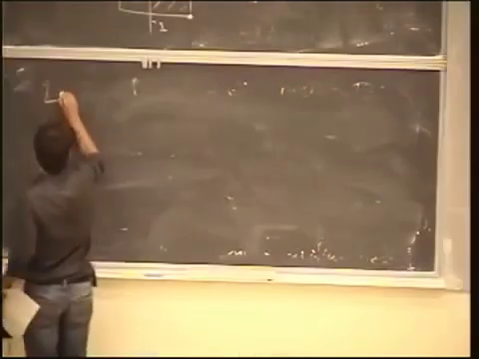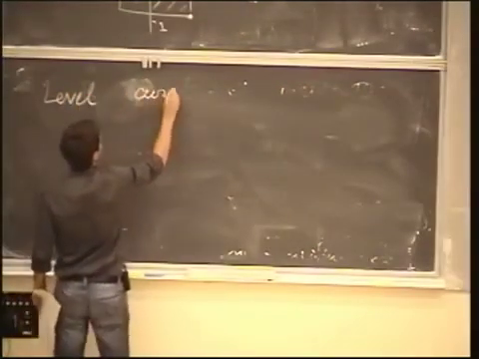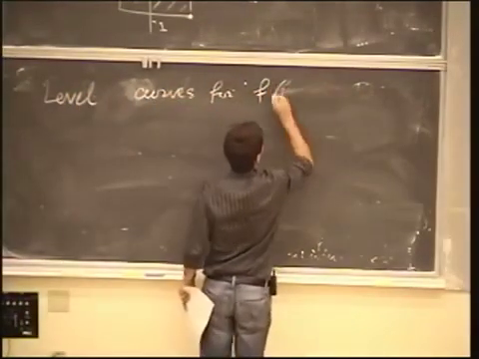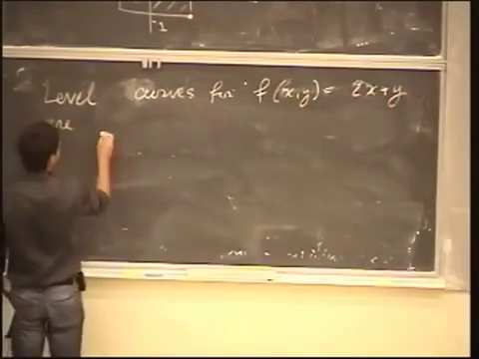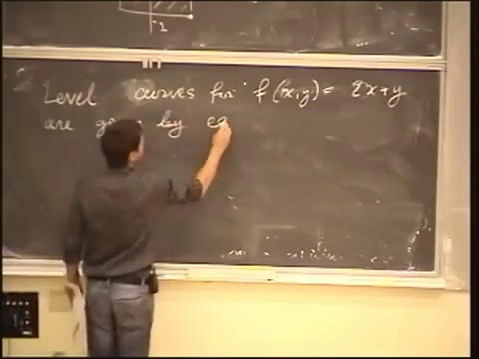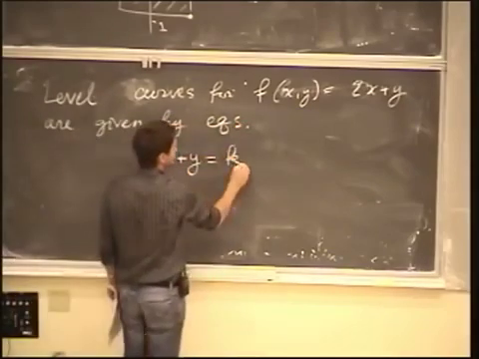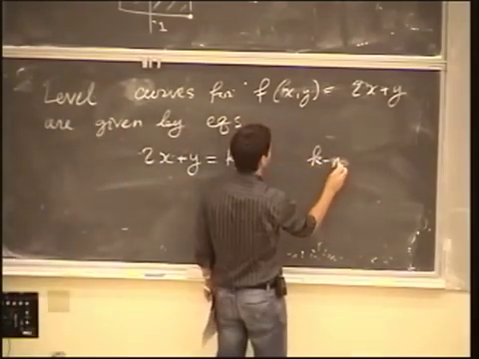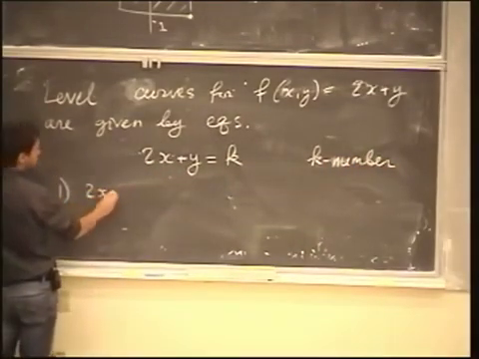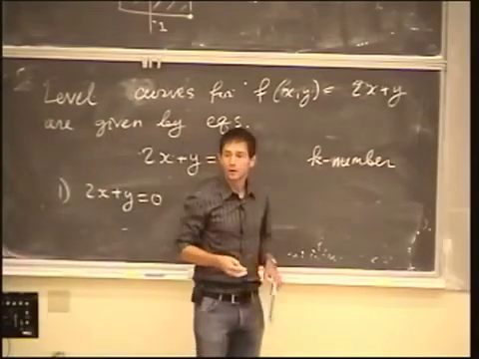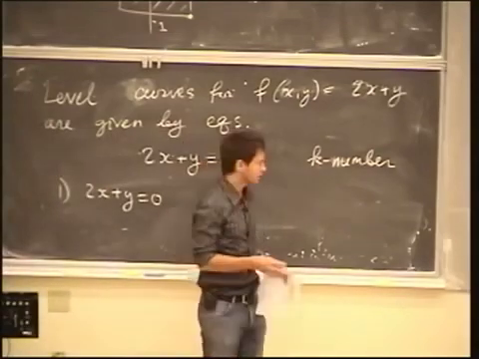So the level curves for f of x, y equals 2x plus y are given by equations 2x plus y equals k, where k is some number. So for instance, one possibility is, say, k is equal to 0, 2x plus y equals 0. Any questions? No? All right.